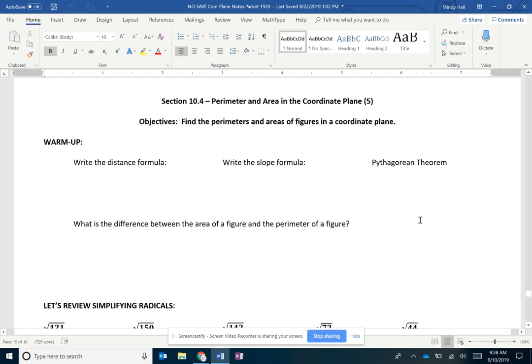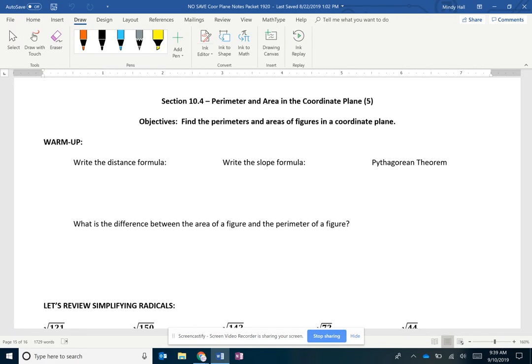All right, so this video is going to cover how to find the perimeter and areas of figures in coordinate planes, and most of this is just going to be perimeters, but I digress. So just real quick, let's cover all the basic stuff that we need.